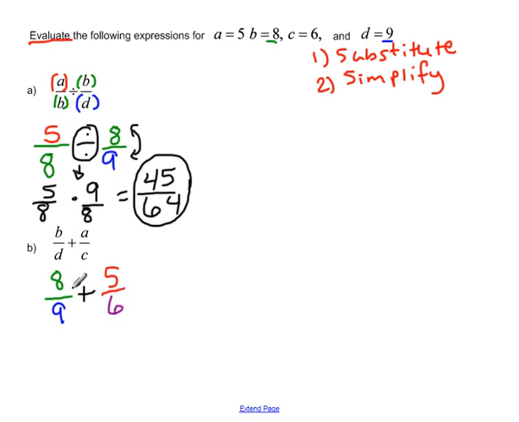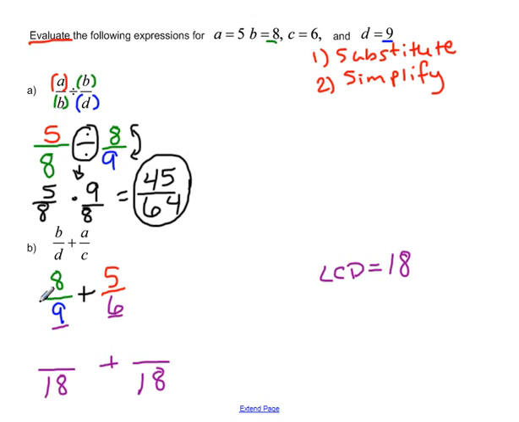So now we're doing addition. We've got to do something different for this problem. Remember, when we're adding or subtracting, we have to have a common denominator. So when I look at our two denominators here, the 9 and the 6, the LCD, the smallest number both of those are going to go into evenly is 18. So let's build both of those to an 18 denominator.